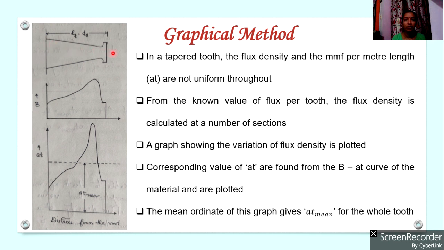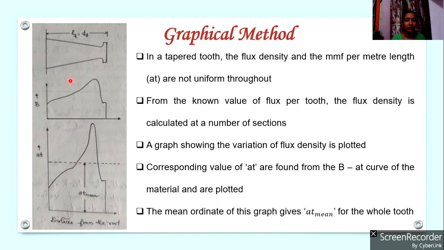In this method, we know for a tapered tooth, the area of cross section is different at different points. Flux density is equal to flux divided by area. As area of cross section is different, flux density will also be different at different points. So in the graphical method, we will calculate the total mmf of the teeth by drawing a graph showing the variation of AT, that is small letter at, the mmf per unit length along the length of the tooth. So in this graphical method, we have to plot a graph which is showing the variation of the mmf per unit length AT along the length of the tooth.